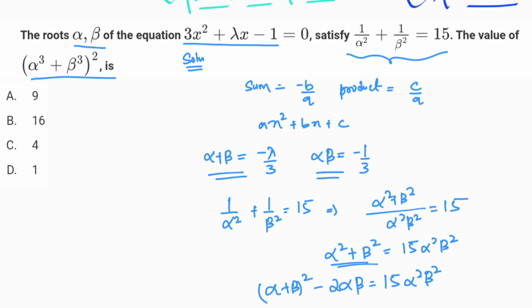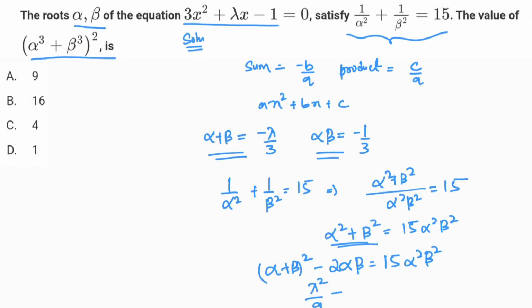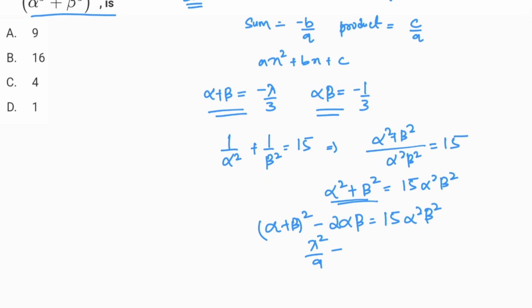So now we have got that alpha plus beta is equal to minus lambda by 3. So this becomes lambda square by 9, and we have minus 2 alpha beta, which is equal to minus 2 into minus 1 by 3, that is equal to 2 by 3, which is equal to 15 times alpha square into beta square. Now since alpha beta is equal to minus 1 by 3, alpha square into beta square is equal to plus 1 by 9. So we'll have 15 into 1 by 9.